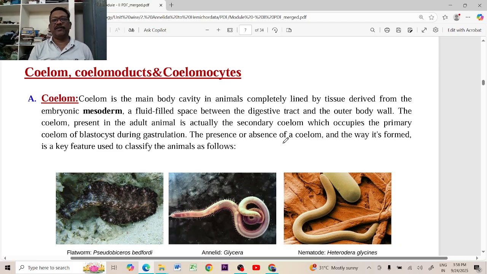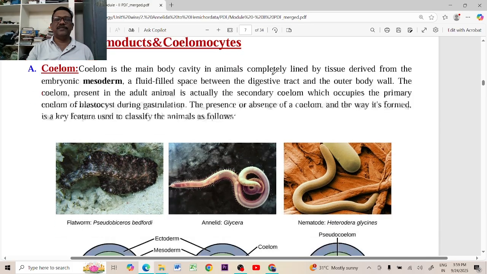Those are present in all the higher order organisms, but the coelomocytes are especially found in some of the invertebrates, especially in the Annelida. Those can provide immune protection to these organisms. First, we will focus on the coelom.